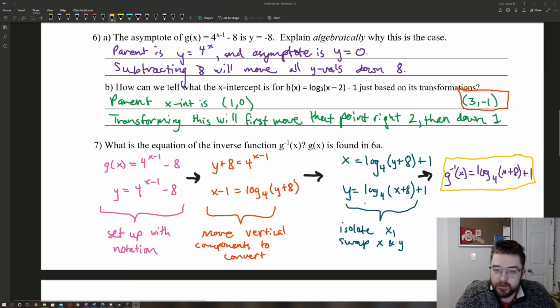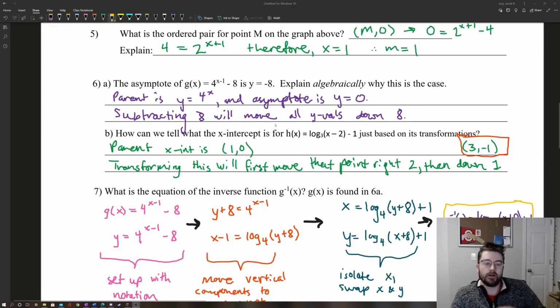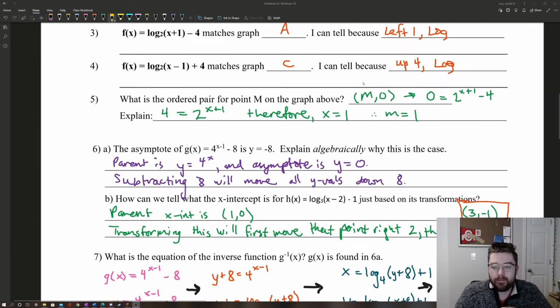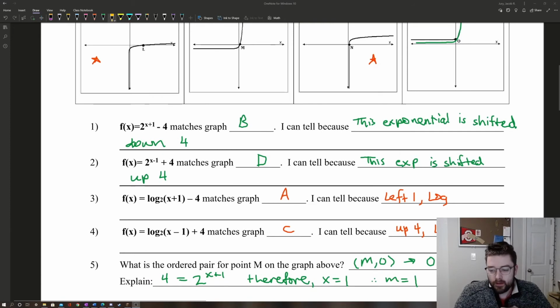Alright, so I actually forgot something before we move on to 6 and 7, and that was with number 5. What's the ordered pair for point M on the graph above? And you can see the math there. The main thing you had to realize was point M was on the x-axis, so it was an x-intercept.